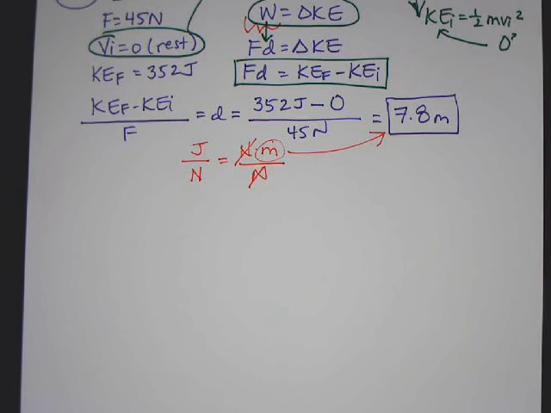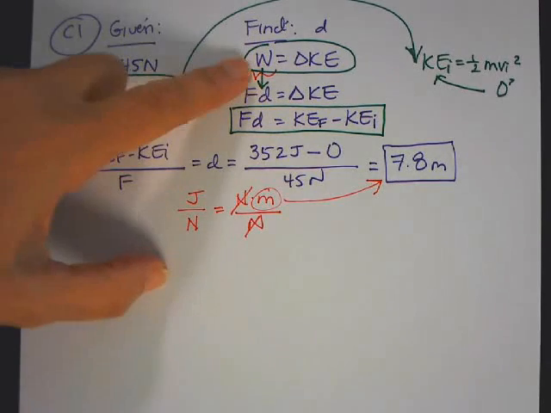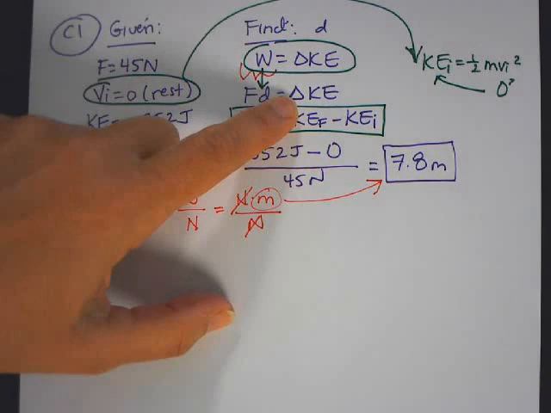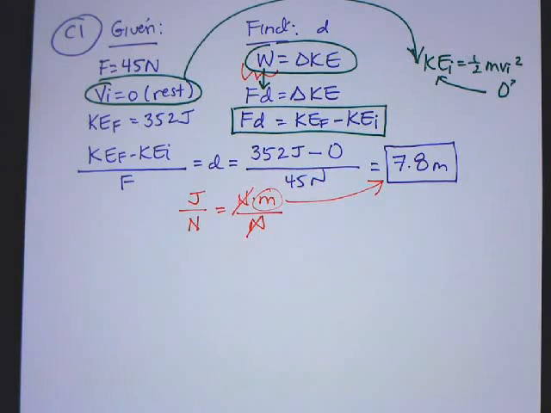So what do we need to know there? We needed to know that work was equal to the change in kinetic energy. We need to know work is equal to FD. And delta, the change in kinetic energy, is always going to be the final minus the initial.